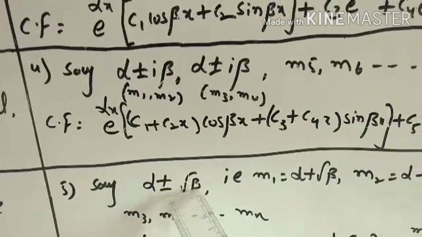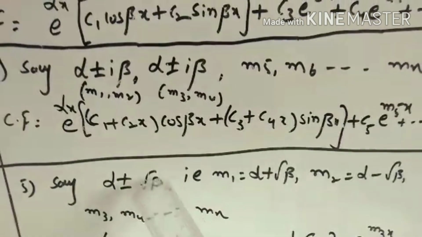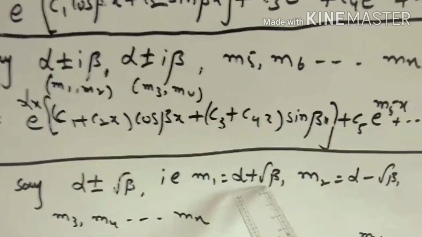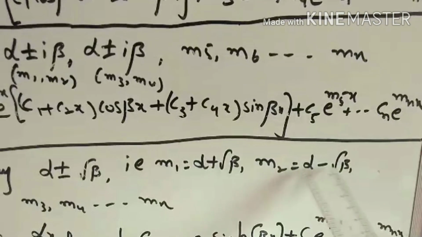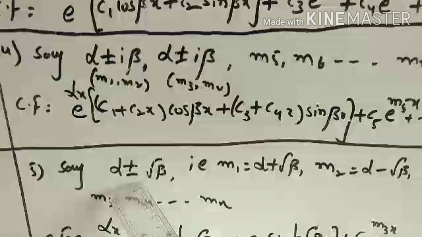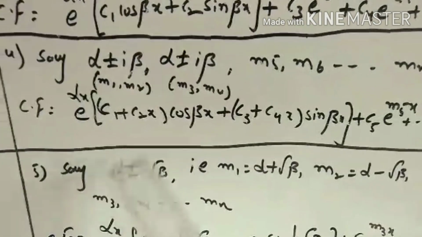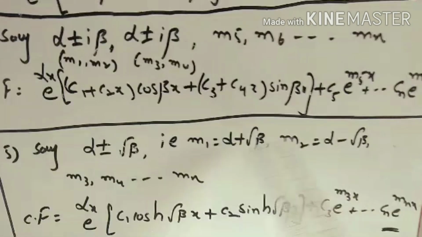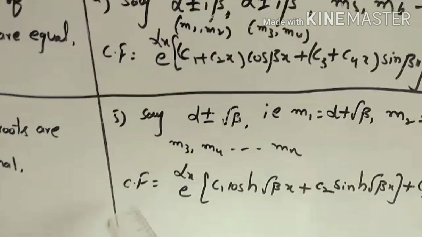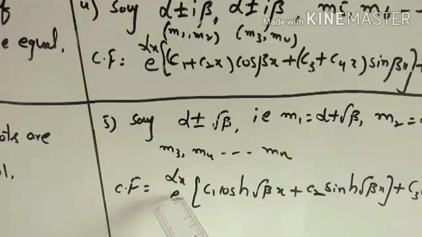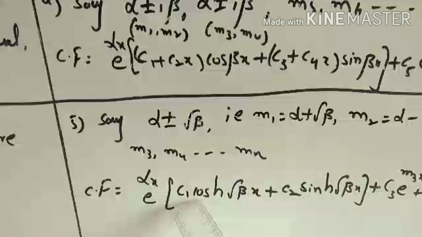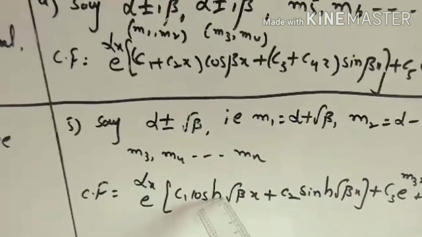So alpha plus or minus root beta, that means m1 is equal to alpha plus root beta, m2 is equal to alpha minus root beta. Plus or minus means plus one root, minus one root. Okay, and the rest of them are real and different. Then the complementary function is e to the power of alpha x into c1 cosh.